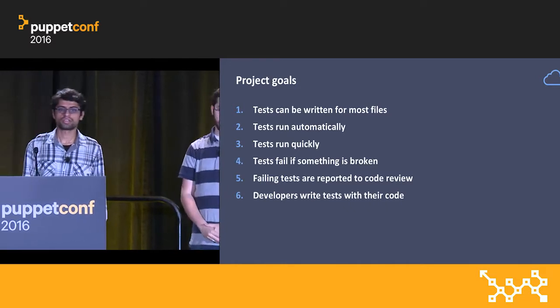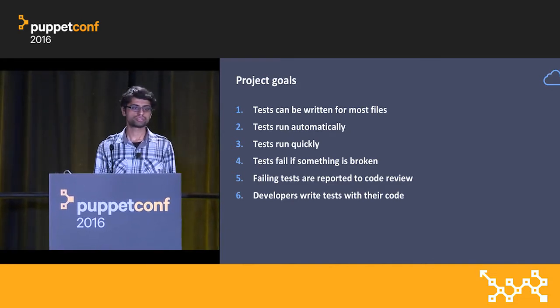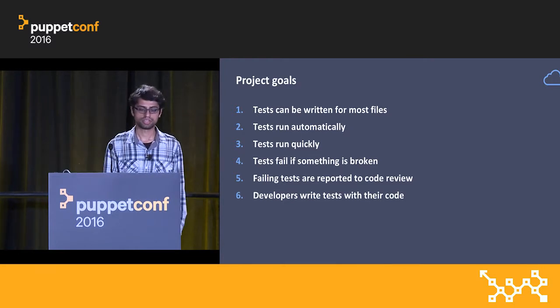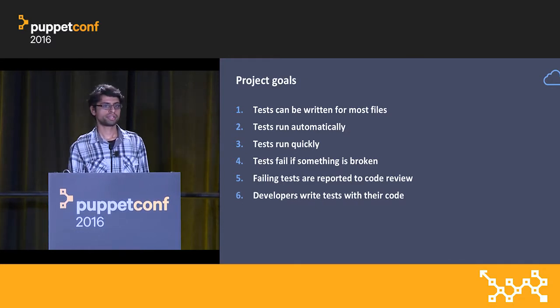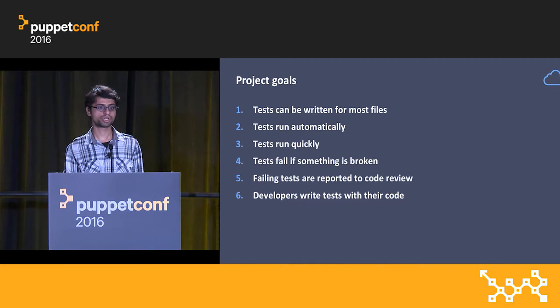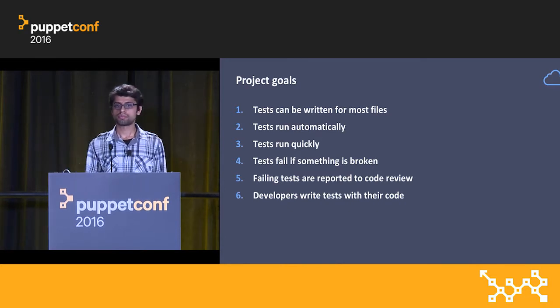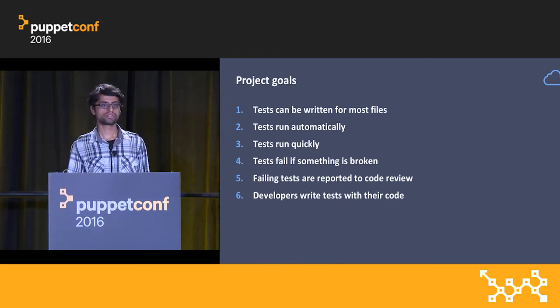So when we started out this project, we defined a few goals to track our progress. First, we wanted to make sure that our tests would be able to run automatically and quickly, as this was one of the main drawbacks of our manual testing process. We also wanted to make sure that our system would work for most of our Puppet files. Otherwise, there's no point in maintaining a system that doesn't work for the majority of your code base. We also wanted our system to be able to catch bugs quickly and report feedback to users on code review. This would prevent bugs from going out to production a lot quicker. Finally, the last one is more of a social change. We wanted to eventually have developers write tests with their Puppet code. So in this way, our system could continue to evolve and our coverage could keep increasing.